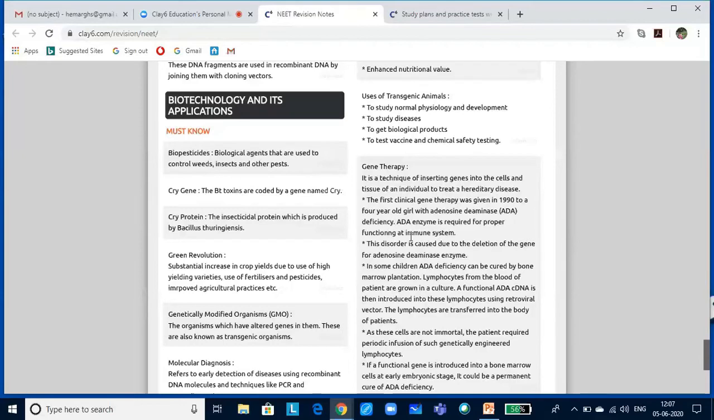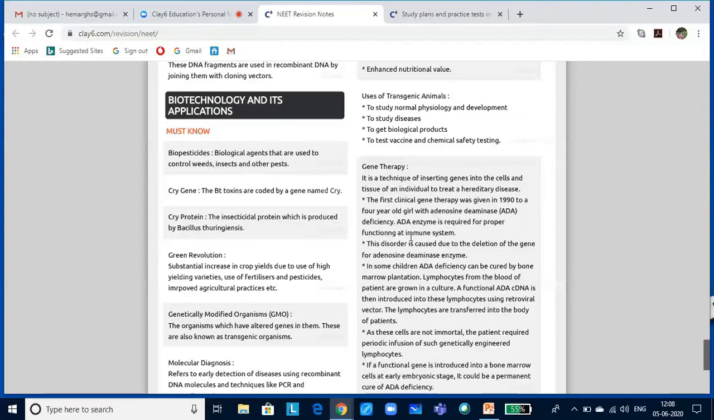Now let us look at molecular diagnosis. Early detection of disease is not possible by conventional methods like using serum, urine or blood. Now there are molecular diagnostic techniques that have emerged due to applications of biotechnology, like recombinant DNA technology, polymerase chain reaction, ELISA, that is enzyme-linked immunosorbent assay, and all such techniques.